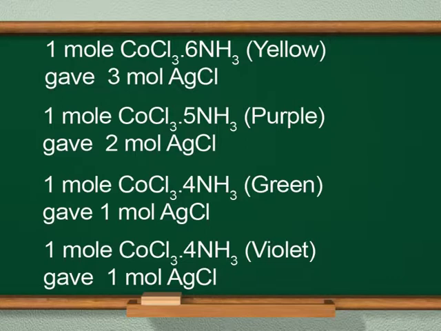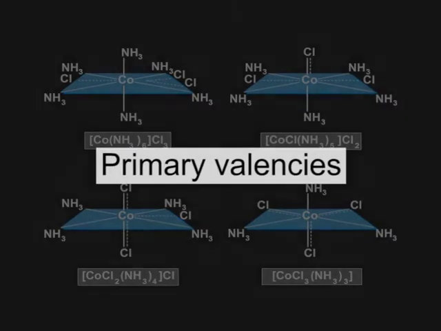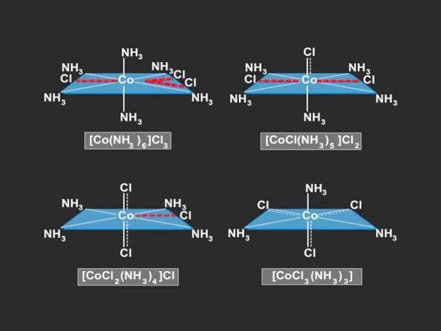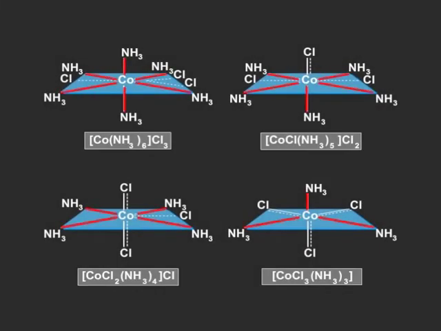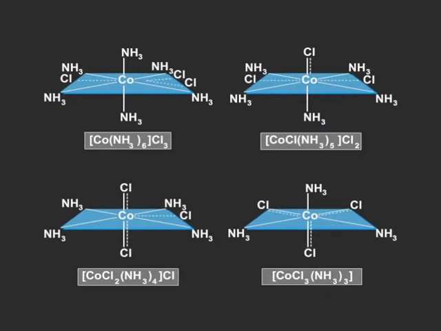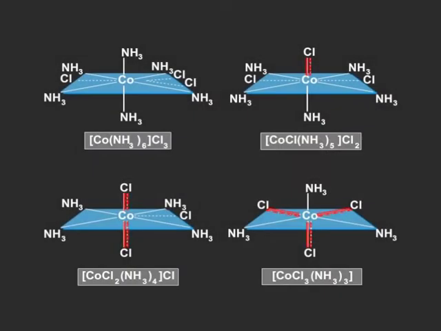These observations gave birth to the concept of primary, that is ionizable, and secondary valency, that is non-ionizable. This concept is further explained in this animation. In a series of complexes of cobalt-3 chloride with ammonia, A, primary valencies are represented by dotted lines. B, secondary valencies are represented by solid lines. C, groups satisfying both primary and secondary valency by solid and dotted lines.